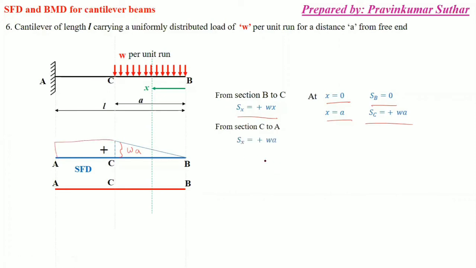So now next, this equation is like this. So simply WA and WA will be continued throughout the length because there is no load between C to A. So simply this will be the maximum shear force.